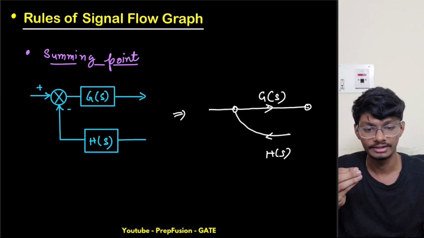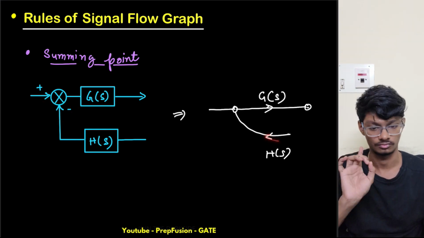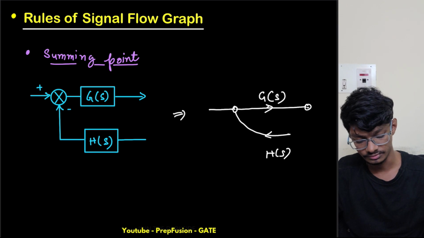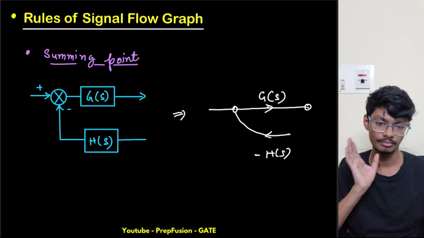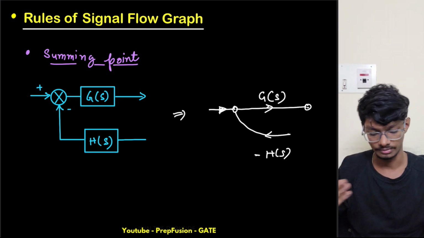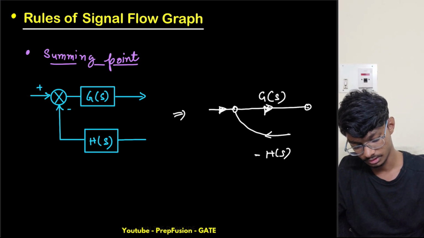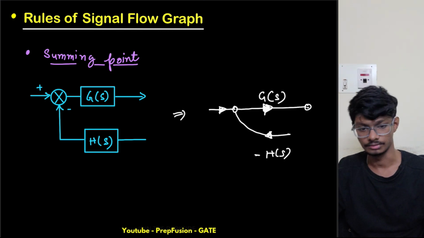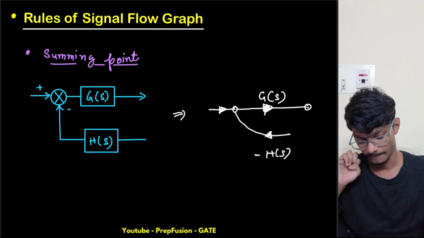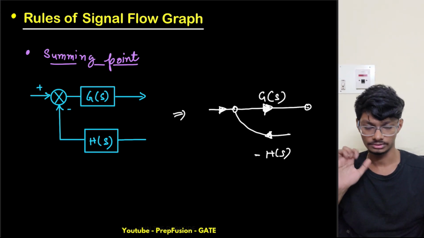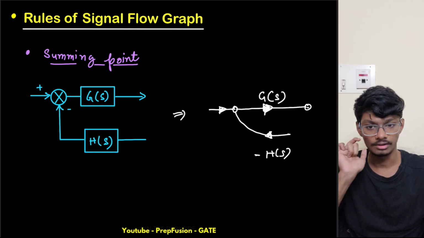So how will I show the negative branch? Will I reverse this flow? No, the flow direction will remain the same. What I will do is change the sign of H of s to minus H of s. So it will become minus H of s. Here, when an input signal is coming, this is outgoing and this is incoming, minus H of s. So yeah, this is what our flow is. This was one of the rules.